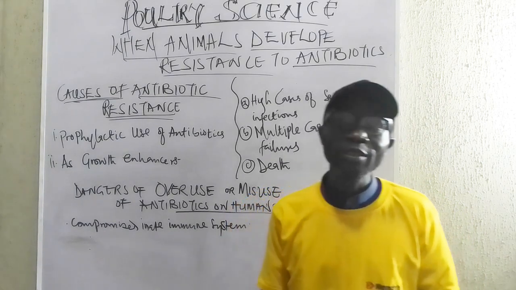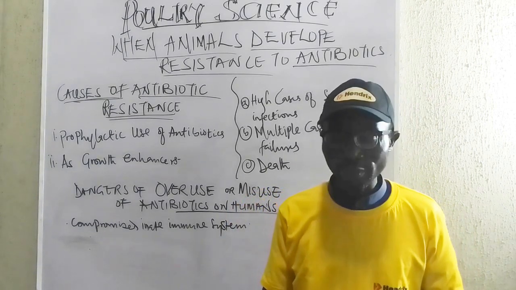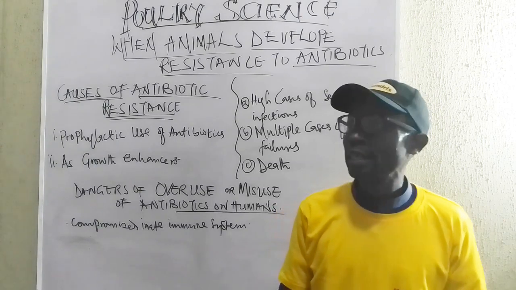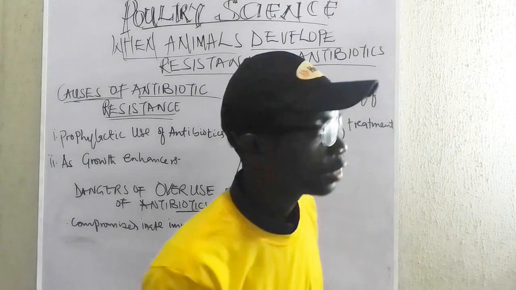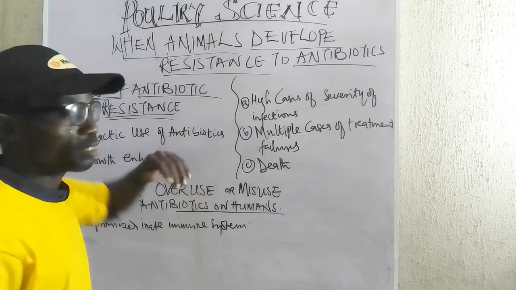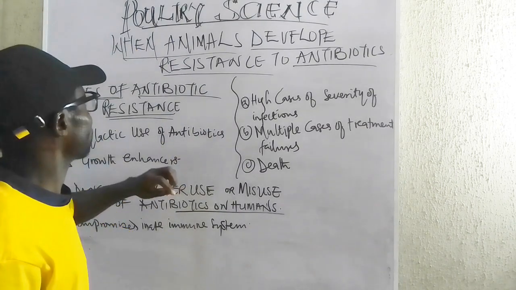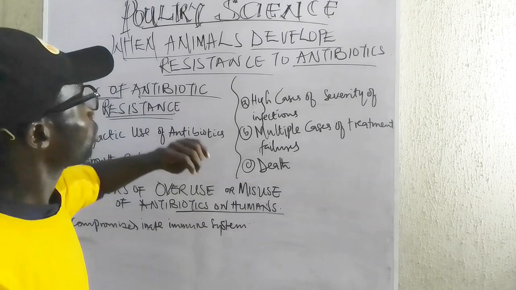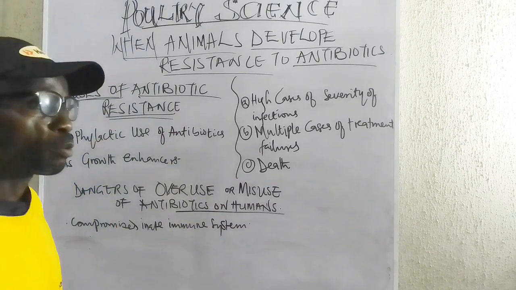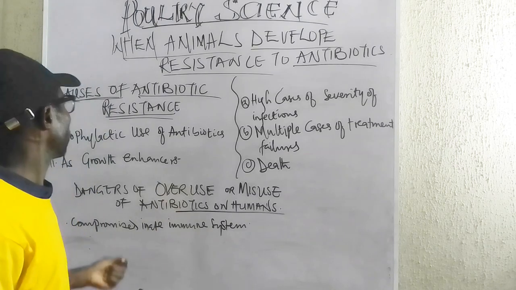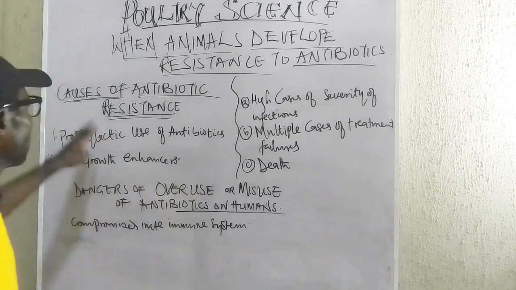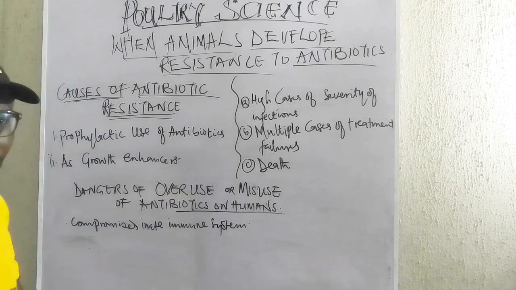Today we continue with what we started on health matters of poultry, the poultry birds. Now, as we continue on this journey, we've started with drugs, this poultry science, for the avoidance of doubt. When animals develop resistance to antibiotics, we started this in the last video, and so we're progressing on it. In this particular video, we'll be looking particularly at the causes of antibiotic resistance.